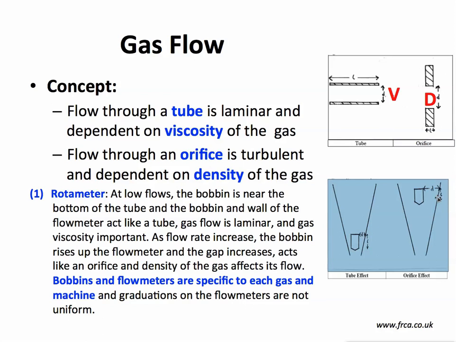One of the take-home messages is that bobbins and flow meters are specific to each gas and machine. We can't exchange flow meters, and even graduations on the flow meters are not uniform, so don't attempt to change them out between machines.